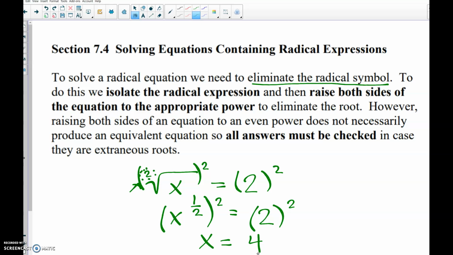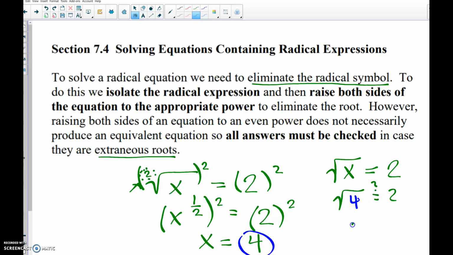This process can produce some extraneous roots. So we have to make sure that whenever we get an answer, we plug it back in and check to make sure it is not extraneous. So let's plug 4 back into the original. The square root of x equals 2. The square root of 4. Does that equal 2? 2 equals 2. Yes, it checks out. So let's look at some examples.